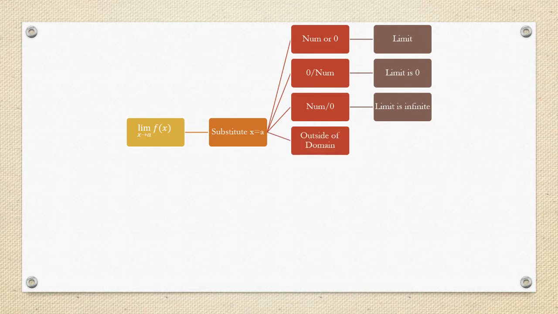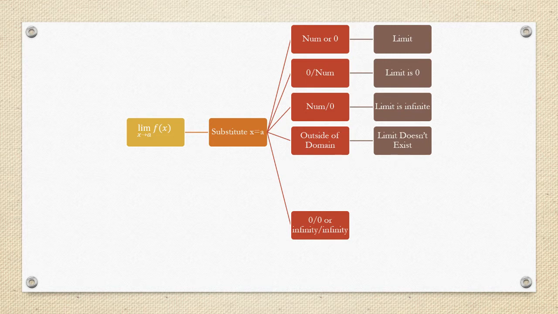It's possible that substituting x equals a doesn't work because you're outside of the domain. For example, you get to the point of having the square root of negative 10, and that would be outside of the domain. In that case, the limit doesn't exist.